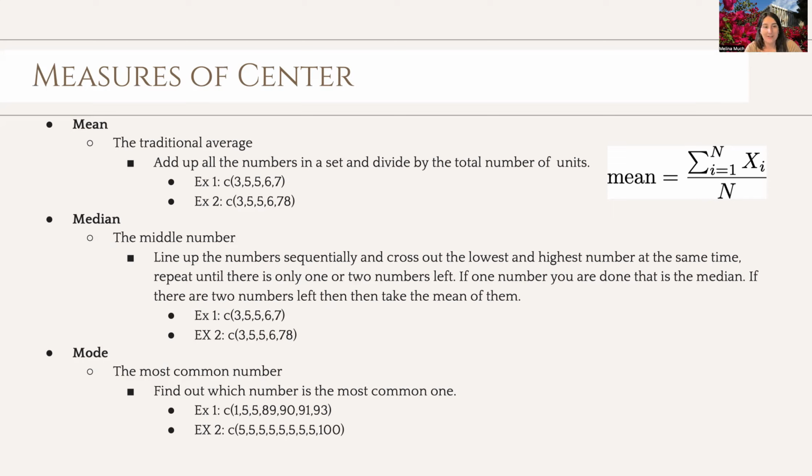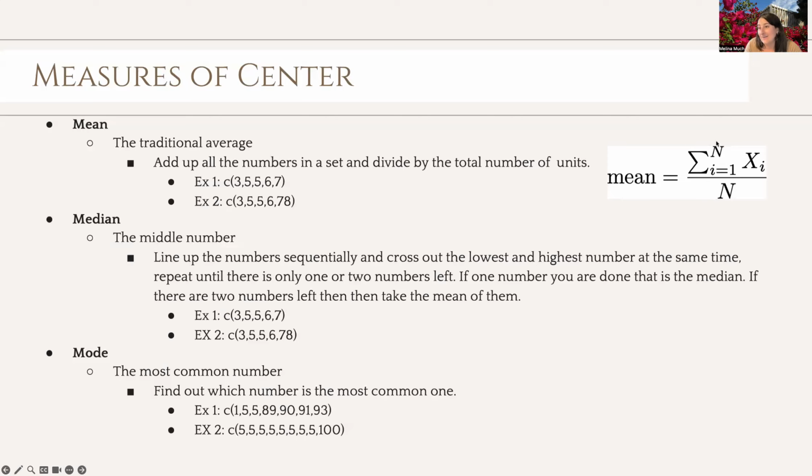All you're going to do is add up all the numbers in the set and divide by the total number of units. So in this case, the formula shows that the mean is equal to the sum of all of our different parts. So sum is the sigma, this kind of crazy looking E thing. The n is the amount of features that we have, and then i just shows all the different observations.